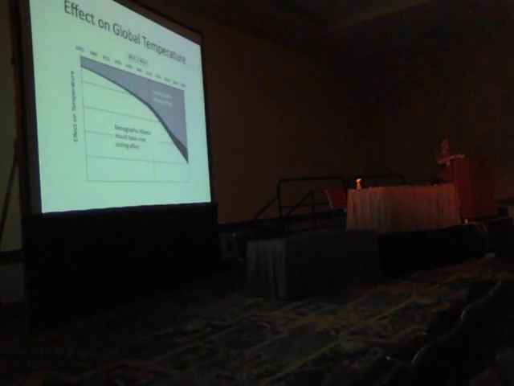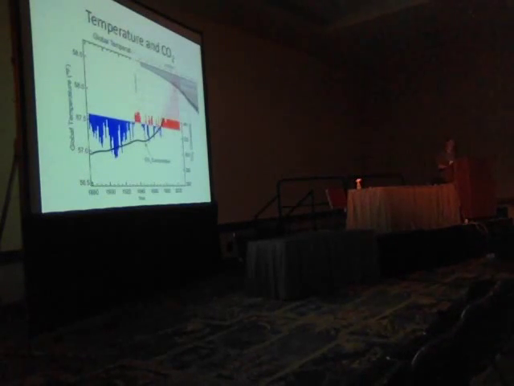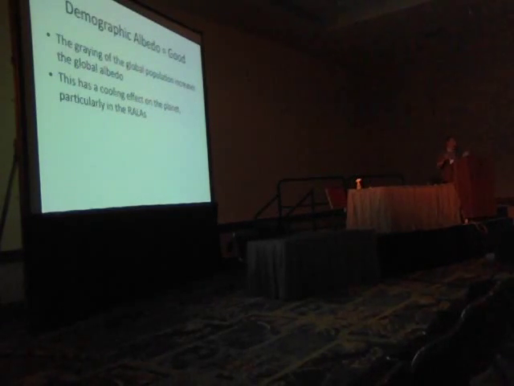And so if you flip that over, you really get the cooling effect of this demographic albedo. And it should have a net cooling effect on the planet. So now we look back at this plot of the global increase in carbon dioxide, and we include the demographic albedo effect. And you can see that this decrease in temperature for the last 15 years is completely explained by the demographic albedo effect. Okay, so going gray is good. The graying of the global population increases the global albedo closer to 1, and this has a cooling effect on the planet, particularly in these RALAs, the regions of anomalously low albedo.